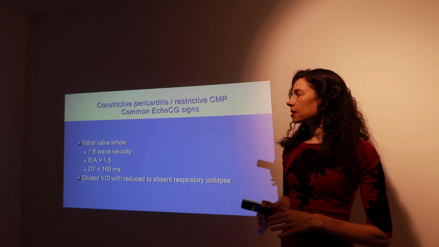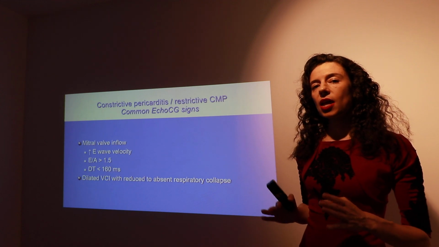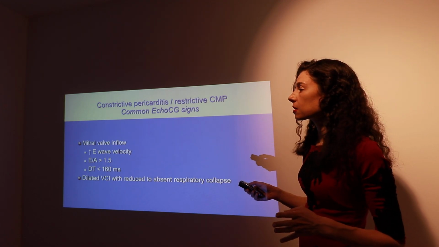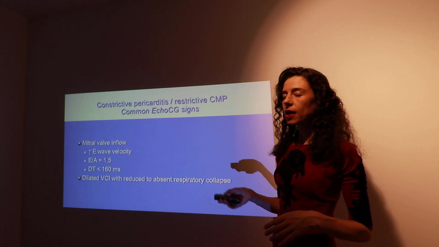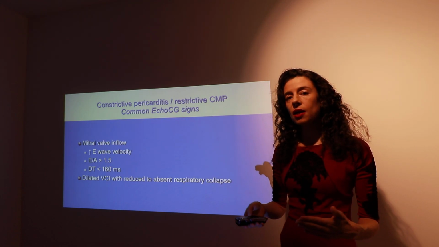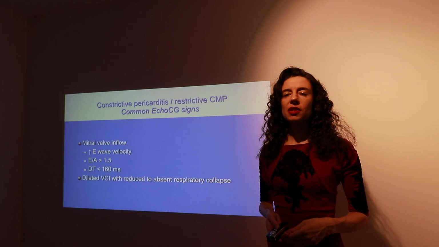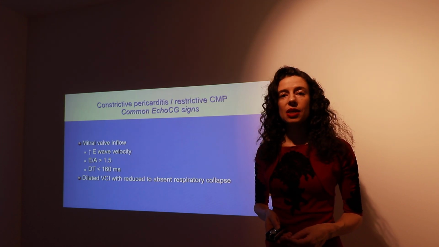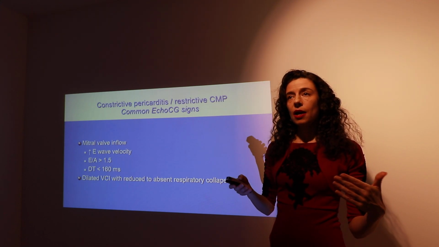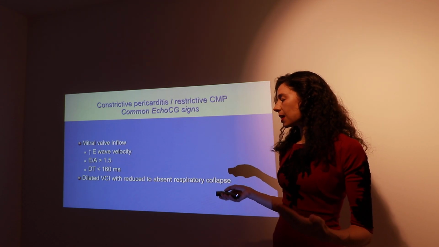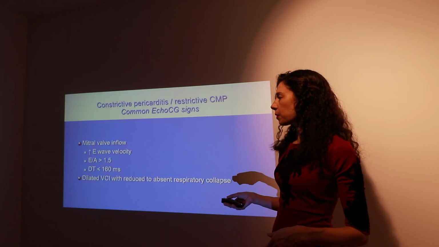So let us say what were the common things in constriction and restriction. Regarding the mitral inflow, we have the increase in the E wave velocity, the E to A ratio of more than 1.5, the decreased deceleration time usually less than 160. Regarding vena cava inferior, we have dilated vena cava with reduced or absent respiratory curves.